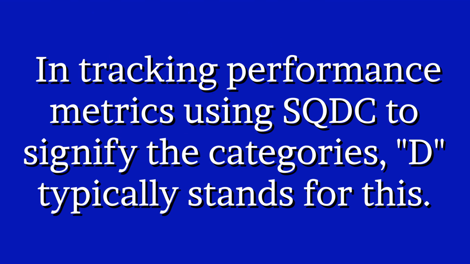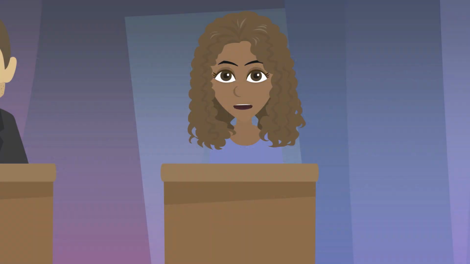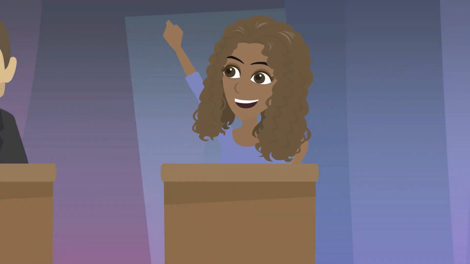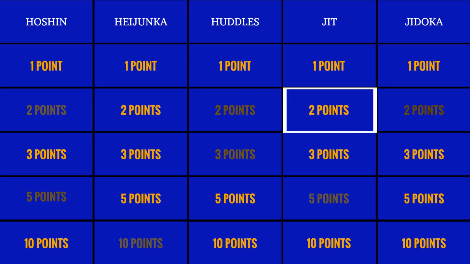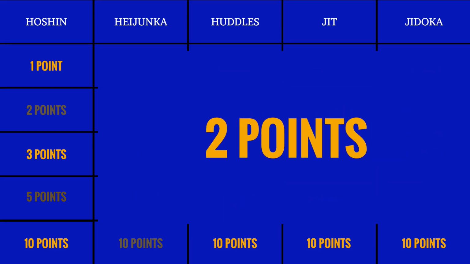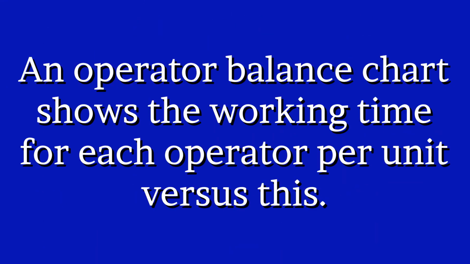In tracking performance metrics using SQDC to signify the categories, D typically stands for this. What is delivery? An operator balance chart shows the working time for each operator per unit versus this. What is tact or tact time?